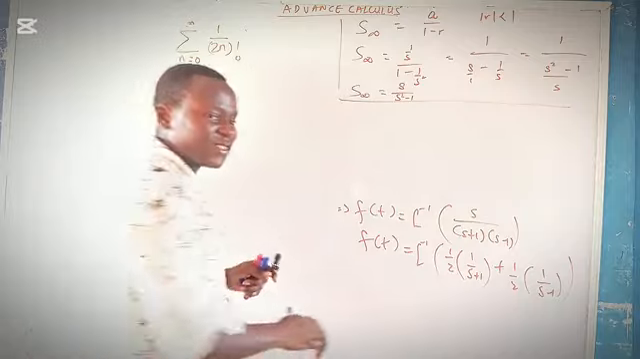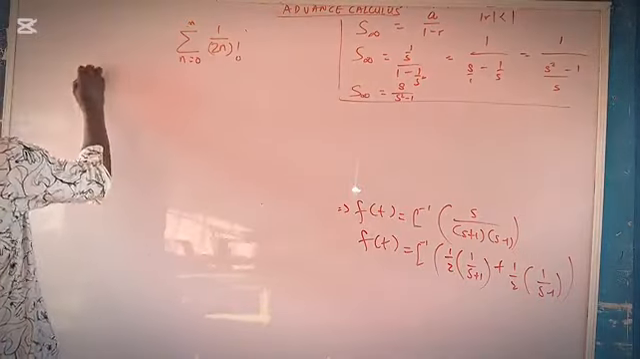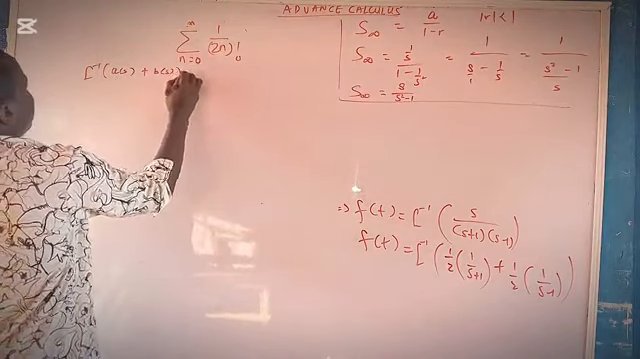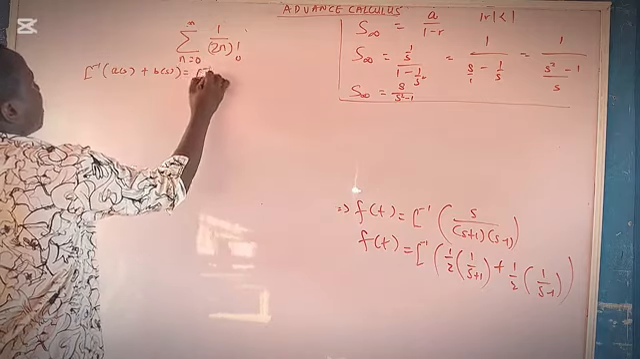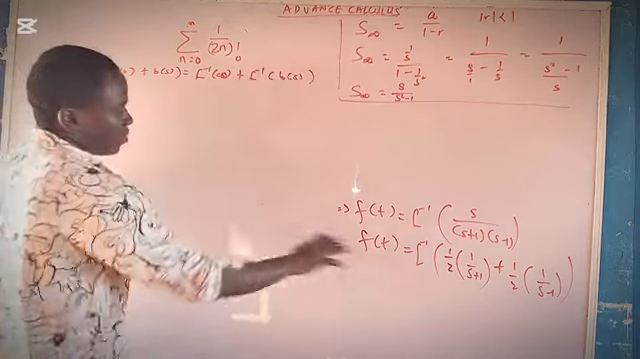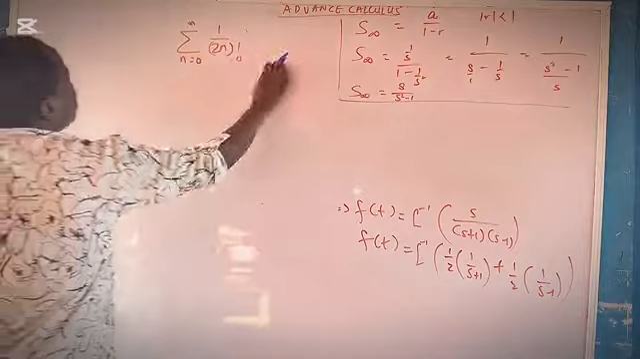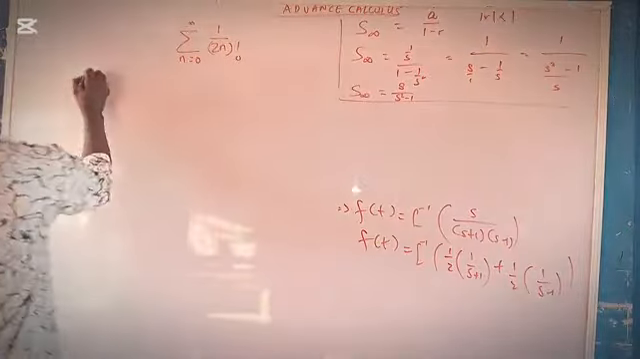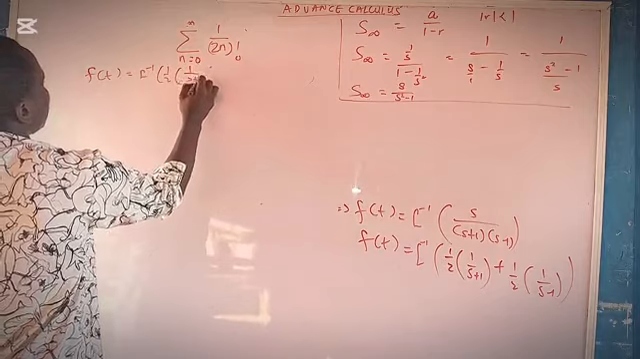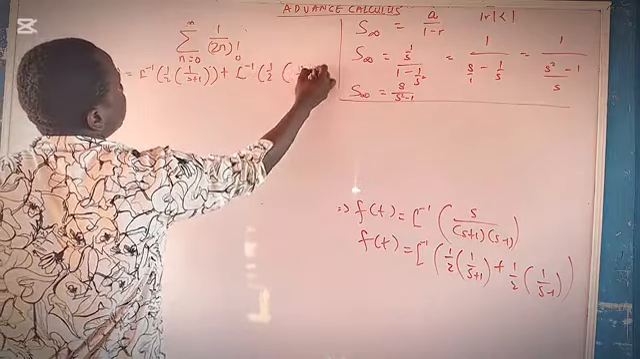So let's move on. So how do we find the inverse Laplace of this? Remember, if you have inverse Laplace of a of s plus b of s, this is the same thing as inverse Laplace of a of s plus inverse Laplace of b of s. So we're going to make use of that theorem. So we can say that f of t is equal to inverse Laplace of 1 over 2 into bracket 1 over s plus 1, then plus inverse Laplace of 1 over 2 into bracket 1 over s minus 1.